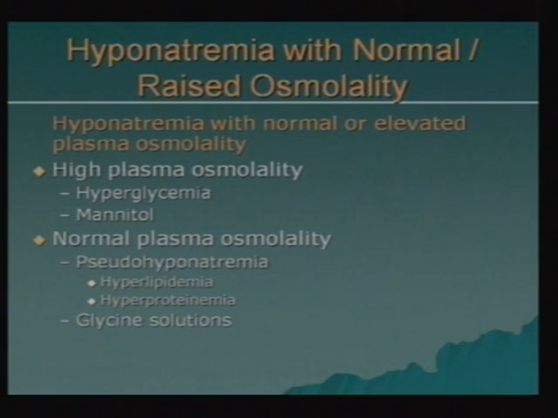So these are the important points. Then there is hyponatremia with normal or raised osmolality, that is, somebody can have hyponatremia with normal or elevated plasma osmolality. In the true sense that is not hyponatremia, because for us the most important thing is plasma osmolality rather than sodium concentration. The sodium concentration is being diluted by something else like hyperglycemia or mannitol. These patients, unlike in hyponatremia, have hyperosmolality, so if you give saline to these people, you just kill them. Normal plasma osmolality occurs in pseudo-hyponatremia, hyperlipidemia and hyperproteinemia, and with glycine solutions as used in TURP or other procedures.